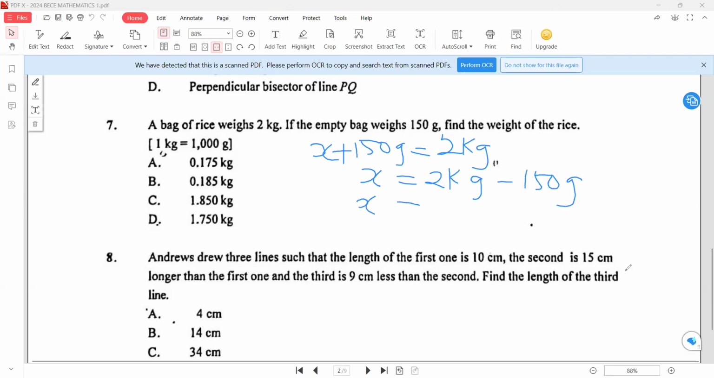2 kilograms is 2,000 grams, minus 150 grams, and that should give you 1,850 grams. And if you find the weight, you realize that the weight is in kilograms. So you change this to kilograms, and that is divided by 1,000, and that's 1.850 kilograms. Option C.